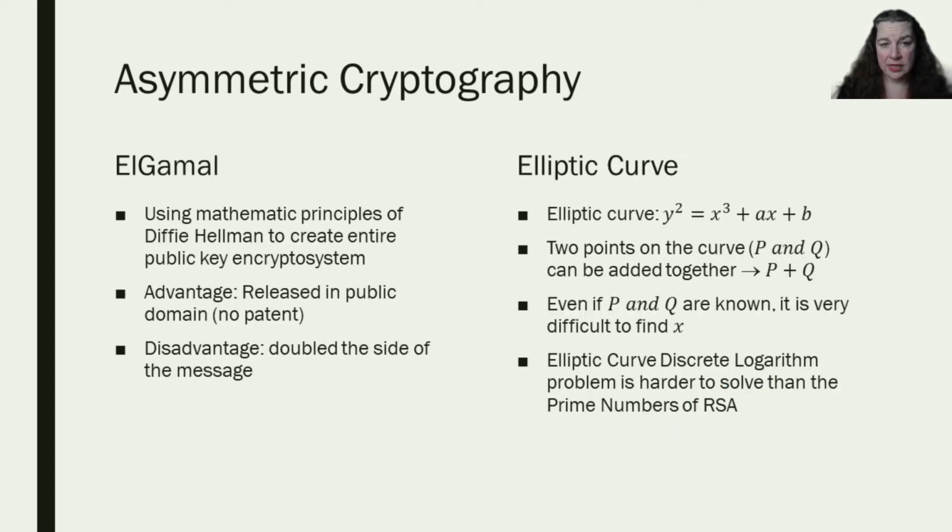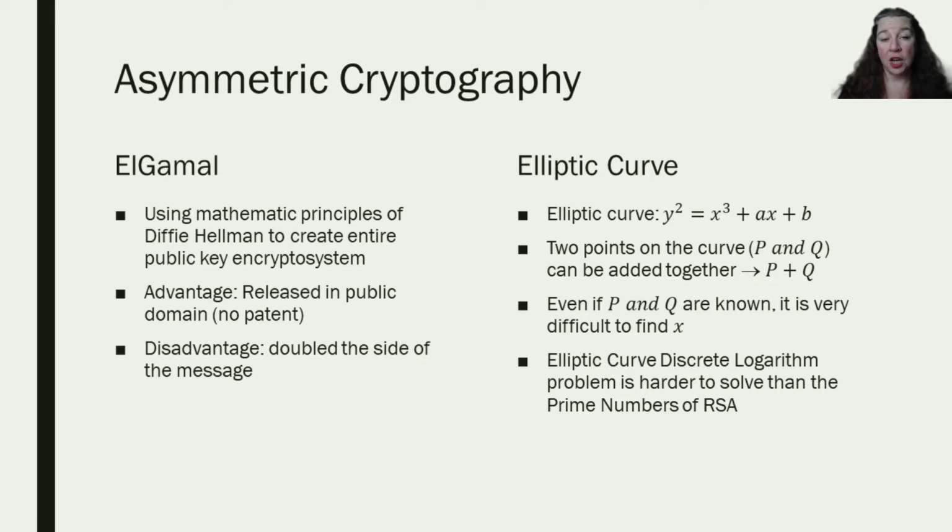The next algorithm we're going to discuss is the ElGamal algorithm. As you learned about Diffie-Hellman, which we will describe again in detail in the next slide, we used large integers and modular arithmetic to have the secure exchange of keys. ElGamal took the concepts of Diffie-Hellman and used them to create an entire public key cryptosystem. At the time, RSA was still patented, and therefore the big benefit of ElGamal is that it was released in the public domain. There was no patent. Since then, RSA has been released in the public domain, so that significant benefit no longer applies.